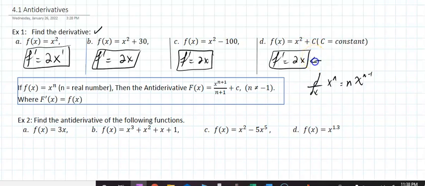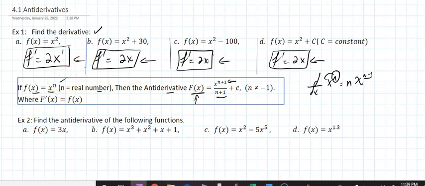So given 2x, we want to figure out what did you take a derivative of to get that 2x. So if f of x equals x to the n, where n is a real number, then the antiderivative, we represent that by capital F of x. To reverse bringing the power down and subtracting 1 from the power, you add 1 to the power and you divide by that new power, as long as n doesn't equal negative 1. And if I take a derivative of this, I should get what I started with.